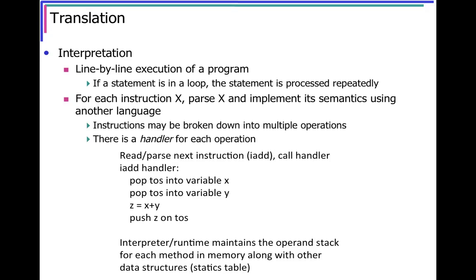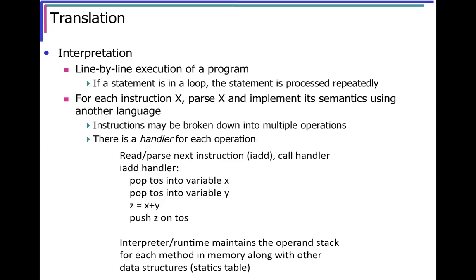So, for example, if we have the Java bytecode iadd, we encounter it for the first time, we're going to read it from its location in memory, where the code block for the method is, and we're going to decode it so that we take out the opcode to determine that it is an iadd. At the same time, we're able to use that information to invoke a handler that is a function written in another language like C. We call the iadd handler, and that function implements the iadd semantics.